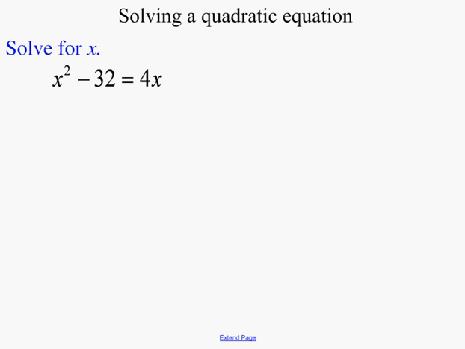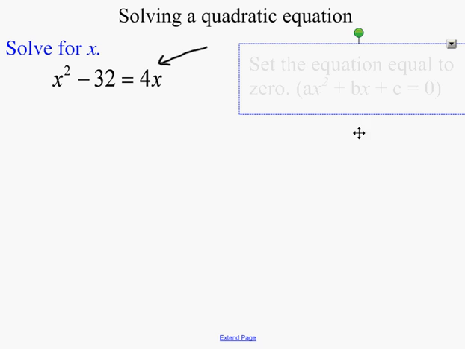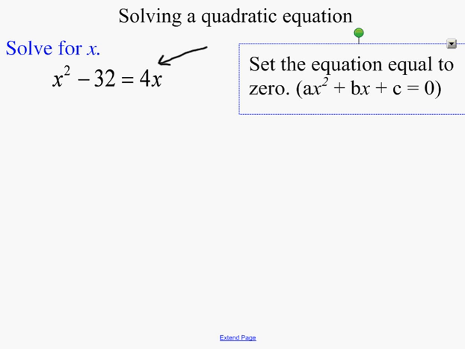Alright, so here's a quadratic equation right over here, and you know it's a quadratic because we have x raised to the second power, and that's the highest exponent. Okay, so my first step is to set the equation equal to 0.